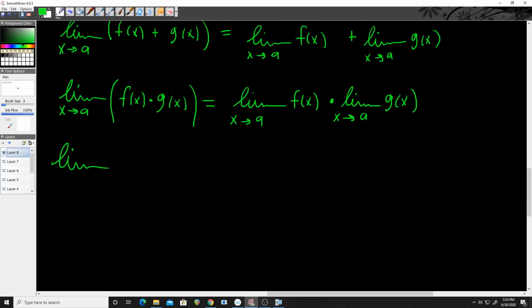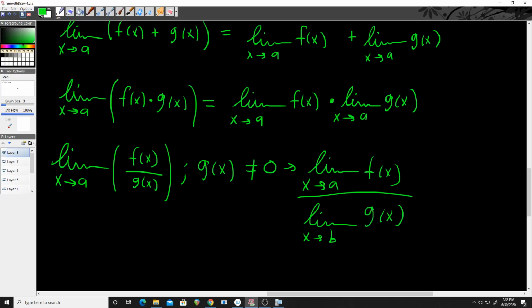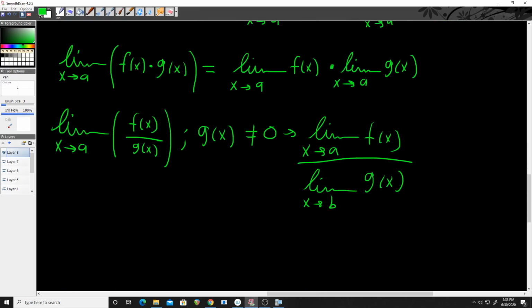If we have the limit of a quotient, as long as the denominator is not 0, because that would violate our condition of continuity, then we can do the quotient of the limits. Not a surprise.